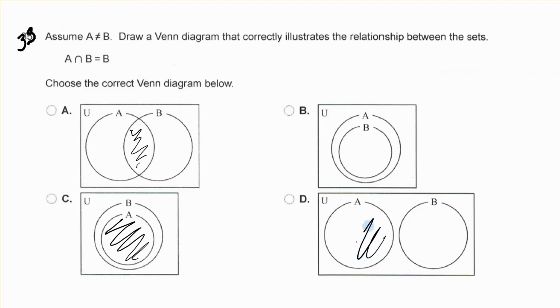This one, these are called disjoint sets. Their intersection is the empty set. This one, B is inside A. So their intersection is B. So it is choice B.